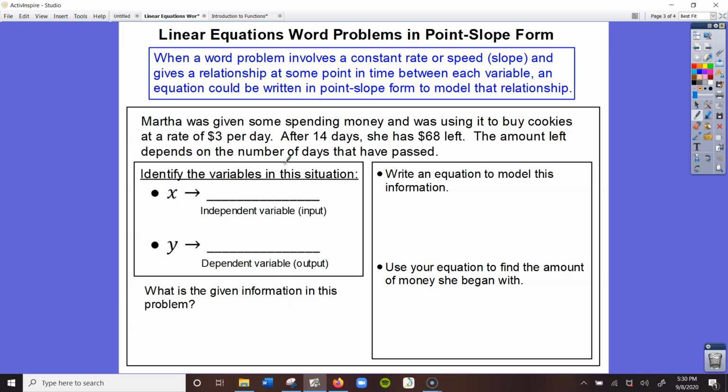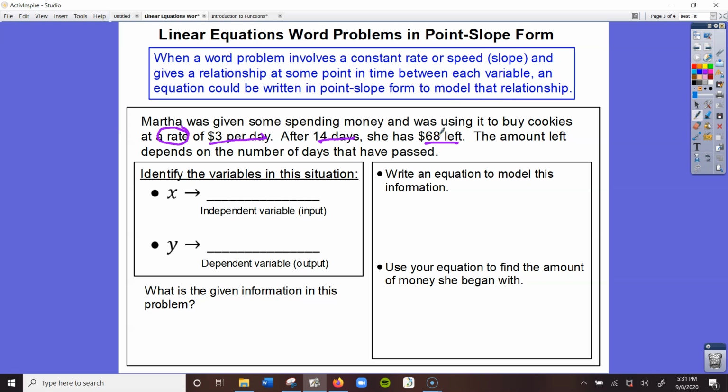So in this example, it says Martha was given some spending money and was using it to buy cookies at a rate of $3 per day. After 14 days, she has $68 left. The amount left depends on the number of days that have passed. Our independent and dependent variable is given to us in that final statement.